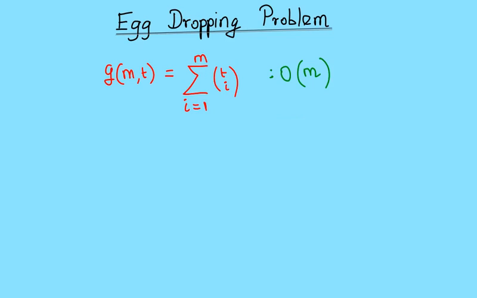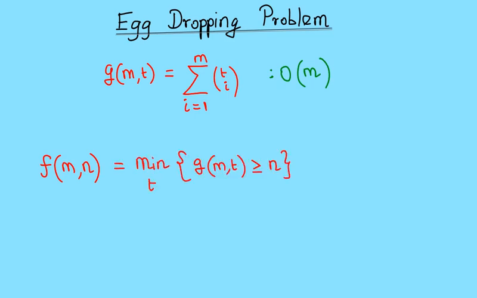Now, coming back to our problem of finding the minimum number of trials needed to check n floors given m eggs, that is f(m, n), as we have defined earlier. It is nothing but the minimum value of t such that g(m, t) is greater than or equal to n. This is because we need the minimum number of trials with which we can check n floors given we have m eggs. And note that the number of trials cannot exceed the number of floors. So we have to find the minimum over all t that ranges from 1 to n.